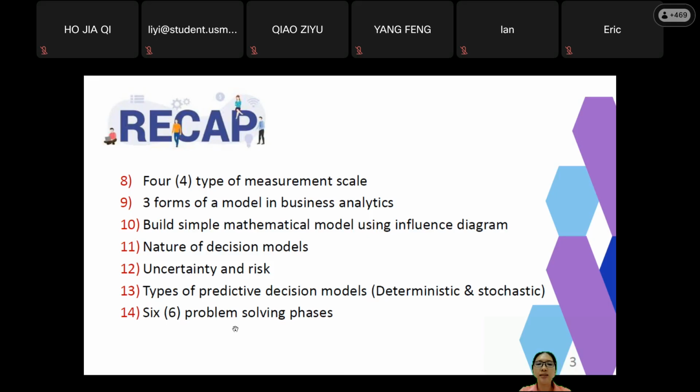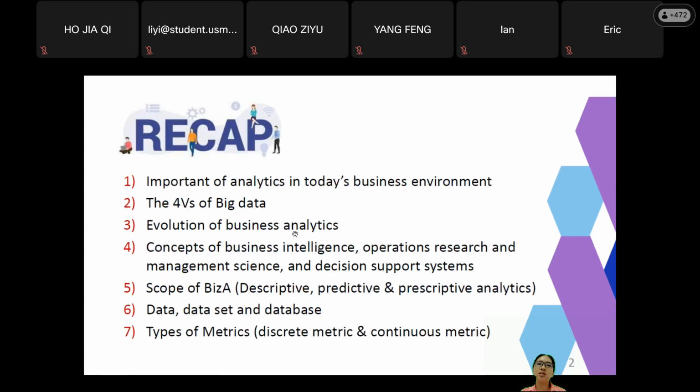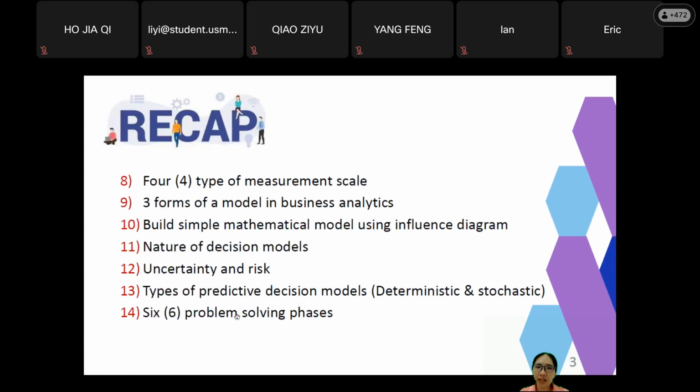And last but not least, there are 6 steps, or 6 phases, of problem solving in a business analytic project. So we will walk through what the 6 problem solving phases are. Okay, so let's go through. You can imagine the content is quite rich.